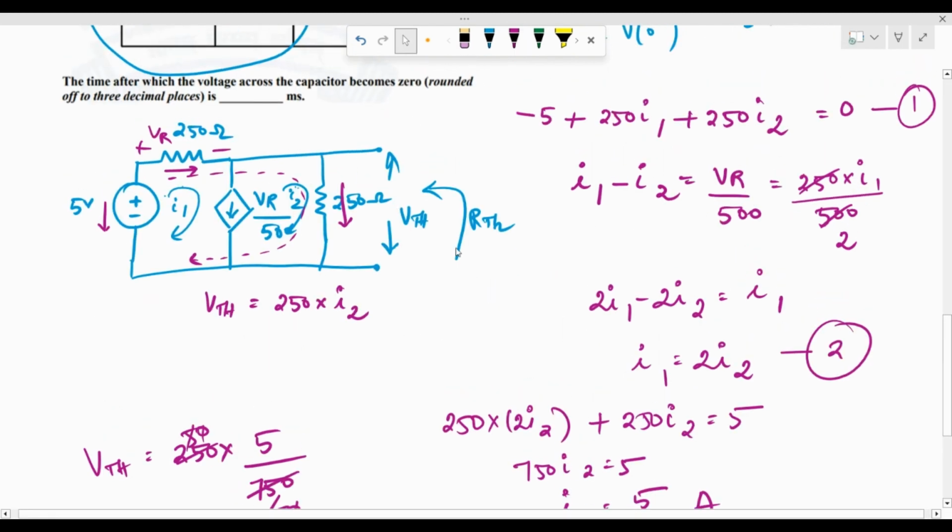So RTH is something that's looking in from these two terminals. So how do we do that? Terminals A and B, right? So here we need to kill the sources. This is a voltage source, so we can short it. Since this is a dependent source, we should not disturb it. And to compute RTH in case of circuits having dependent sources, we need to go for the test source method. So let's connect a 1 volt voltage source over here and find out RTH.